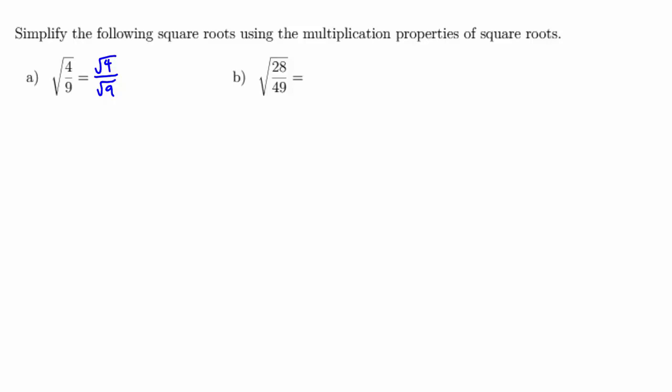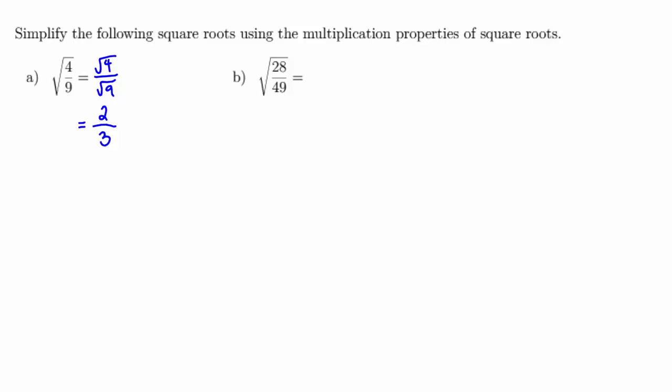Now that we've done that, we can quickly see that the square root of 4 is simply the number 2. So that goes in our numerator. And the square root of 9 in the denominator becomes 3. So we now have 2 in the numerator and 3 in the denominator, making that fraction 2/3.